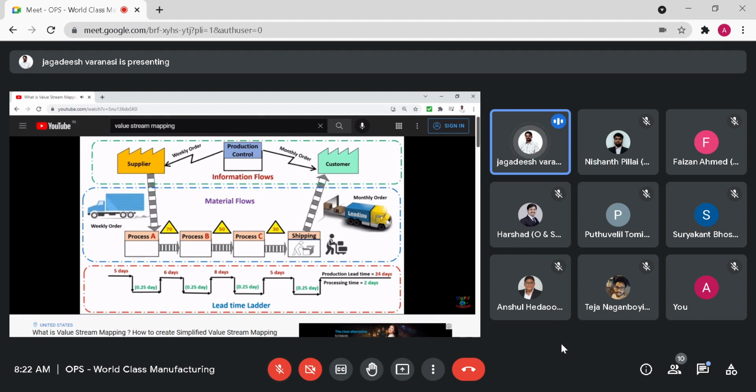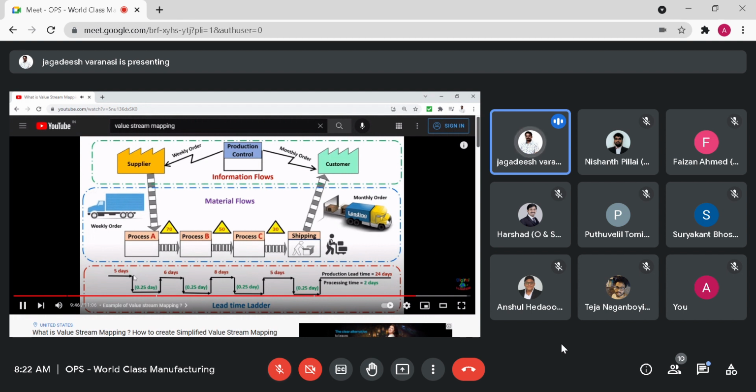Same case, between process B and process C, there is an 8-day of waiting time, and then process C is taking 0.25 days. Again, between process C and shipping, there is another 5-day delay, and then 0.25 days is the shipping time. So if you add all that time which all the processes are taking, it adds up to 24 days, and the processing time at the bottom adds up to 2 days.